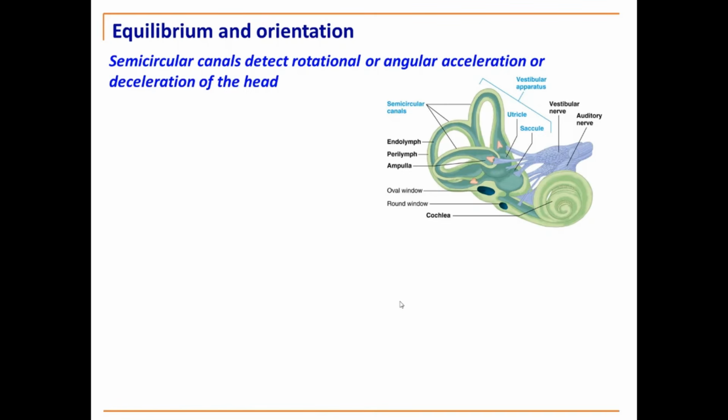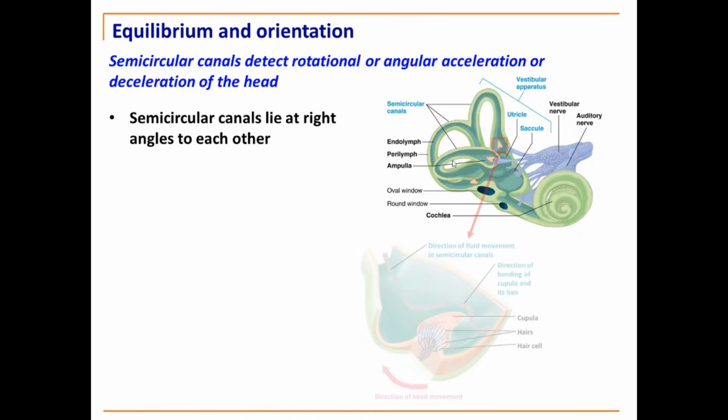So now we'll have a little bit of a look at the semicircular canals. They detect rotational or angular acceleration or deceleration of the head. The semicircular canals lie at right angles to each other, so there are your three semicircular canals, and they lie at right angles, so the three separate right angles that you can have. If you use your hands together and just point them in the three different directions, you can kind of work out what that is, because I can't do it in front of you, otherwise I would.